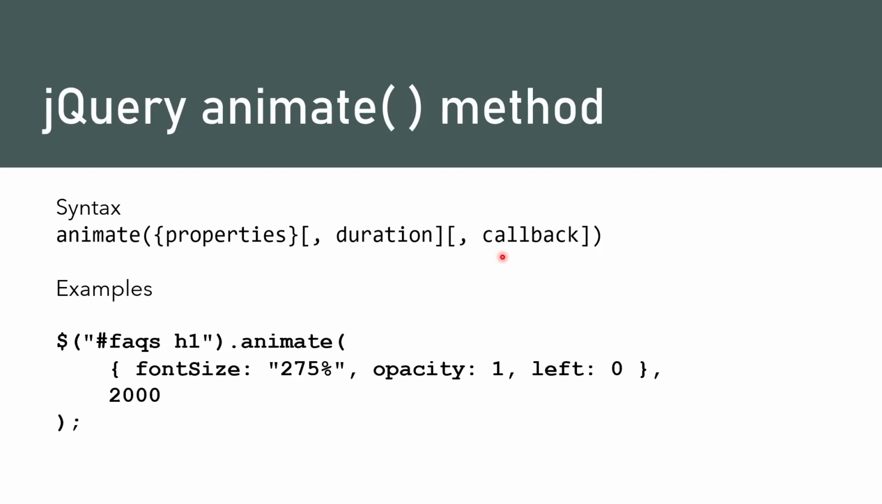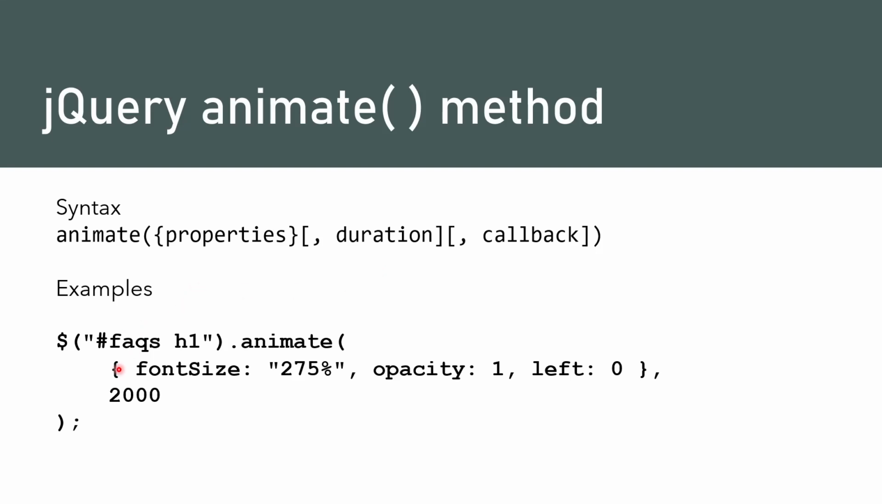And your web browser will smartly figure out what changes it needs to incrementally make in order to go from the element's current state to what you want the ending CSS style to be for that element. It will make those changes, animate those changes for you over that duration. And you can also have a callback function for the animate method as well. Or you can chain multiple animate methods just like any of the effect methods.